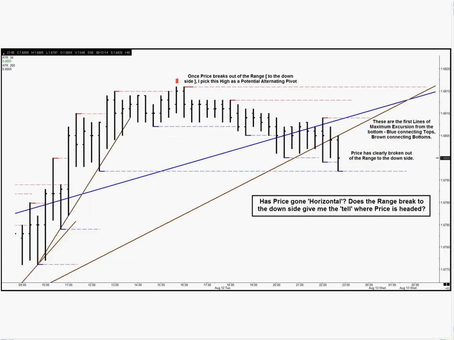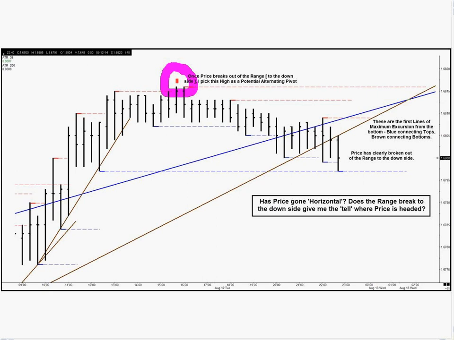So, you make a range. Once price breaks out of the range to the downside, I pick this high as a potential alternating pivot. Whenever I draw a median line, I need alternating pivots. I need a high, a low, and a high. That's just 20-minute bars. Or a low, a high, and a low. So when I see something that I consider interesting, I just put a dot above it to remind myself this may end up being an alternating pivot.